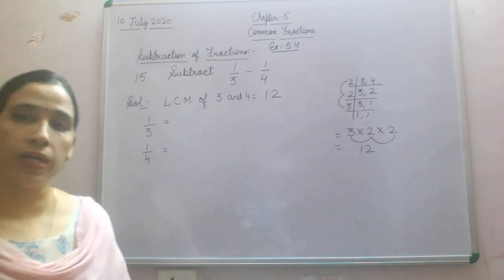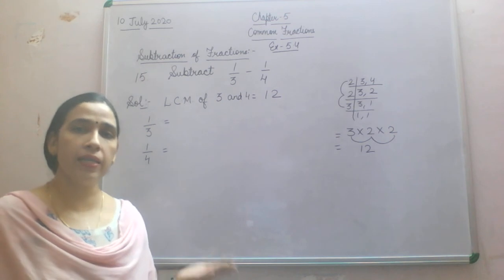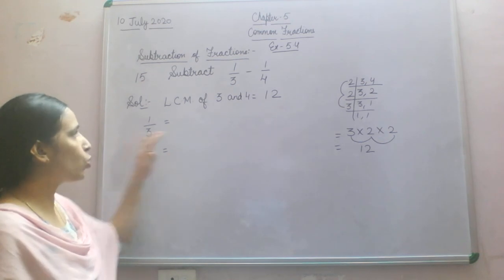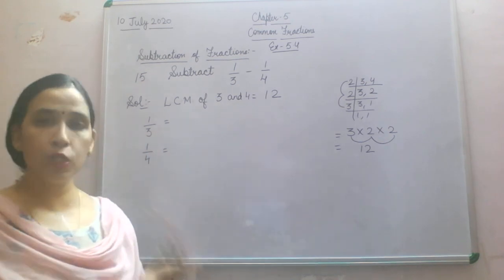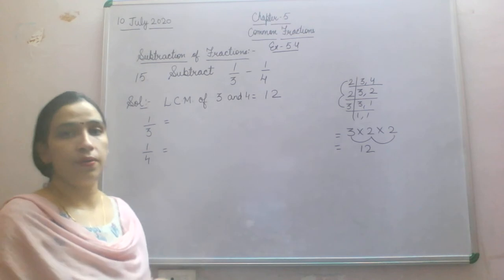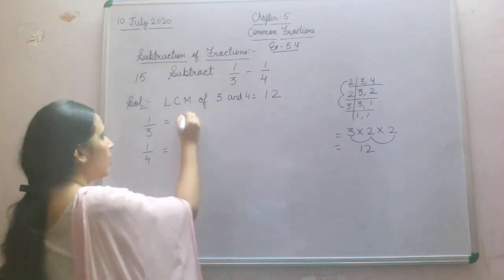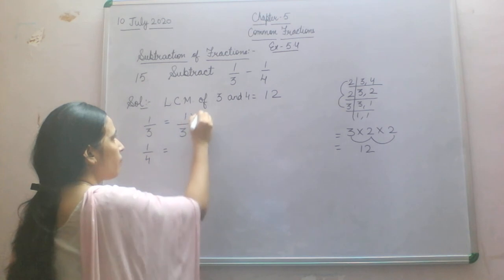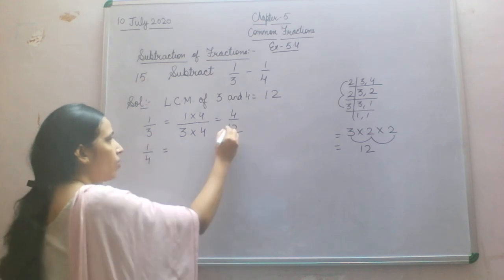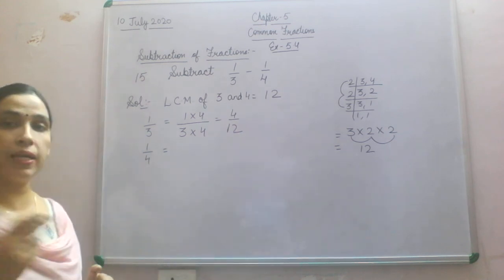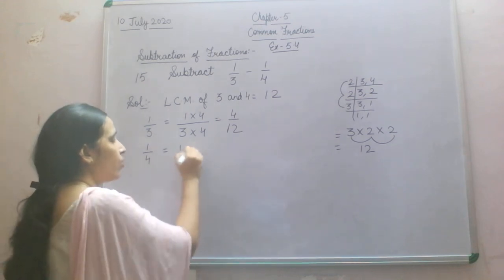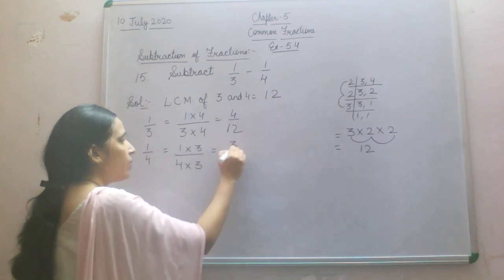What is the meaning of converting it into like fractions? It means we are making their denominators alike. By which number will we multiply 3 to get 12? Yes, that is 4. So we multiply it by 4 and we get 4 by 12. Now by which number will we multiply 4 to get 12? Yes, 4 3s are 12. So here we multiply by 3. So this will become 3 by 12.